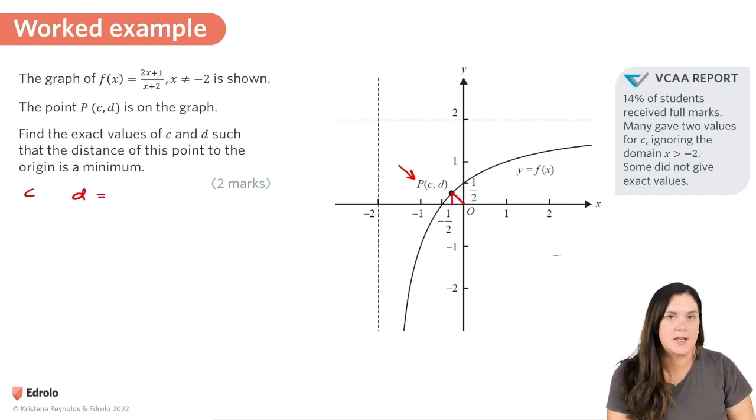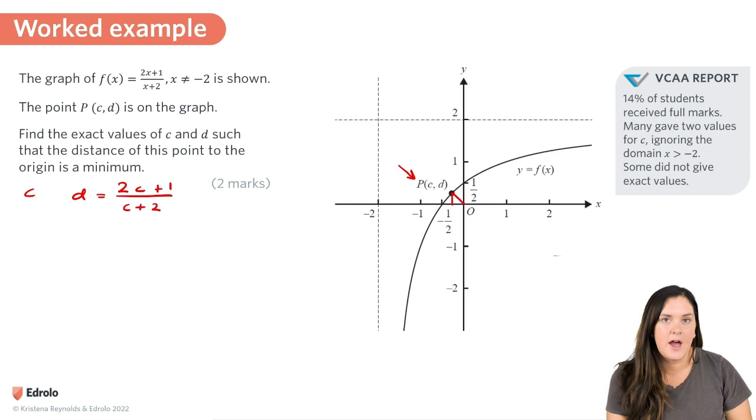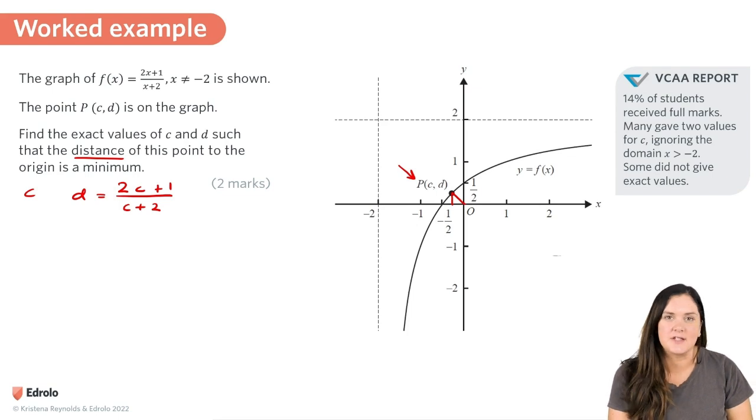So we need to substitute in x equals C. So in our rule of f of x, we're going to define f of C, just replacing all of those x's with a C. So now we have C and D at the moment. We're going to fix them up later. From here, we've been asked to find the minimum distance between these 2 points. And that's sort of a key word to tell you that we need to use that distance formula.